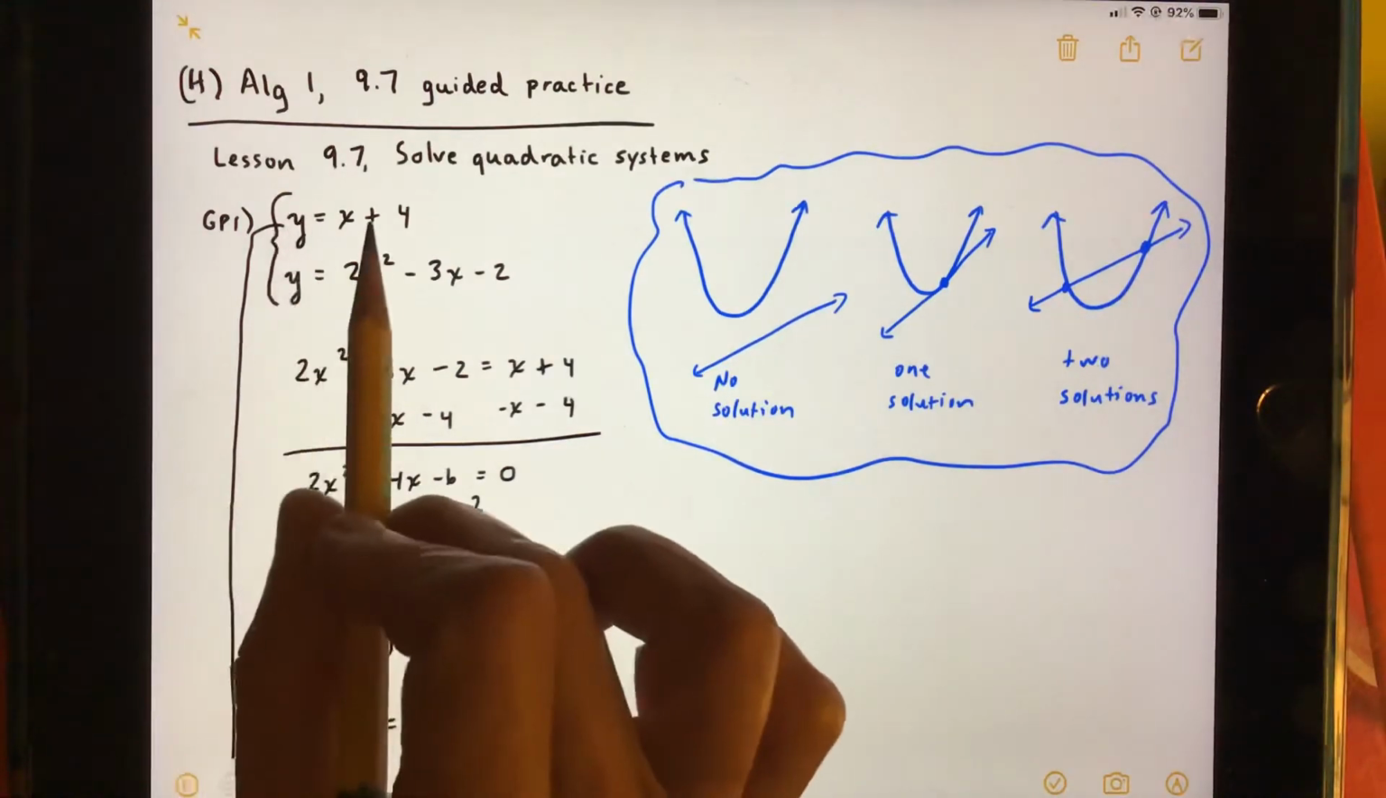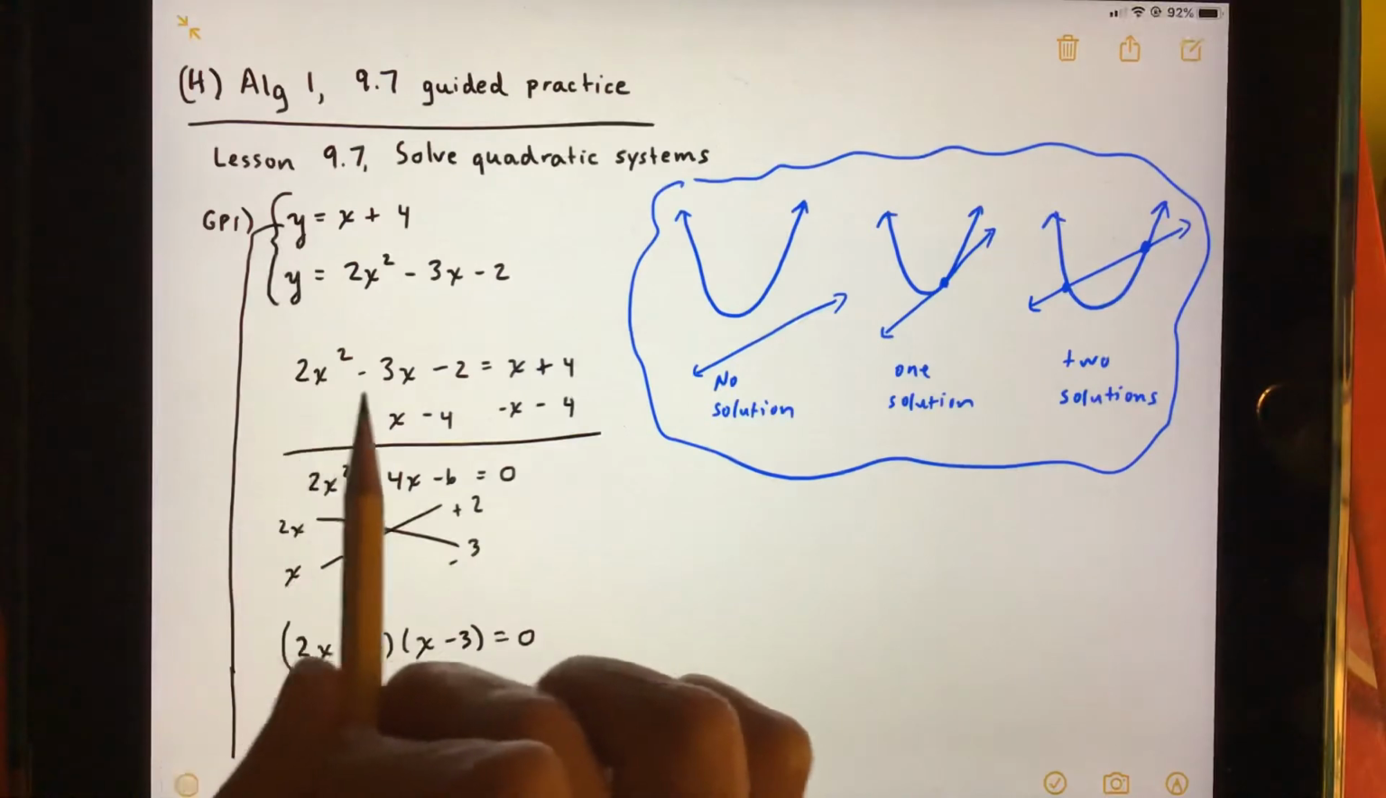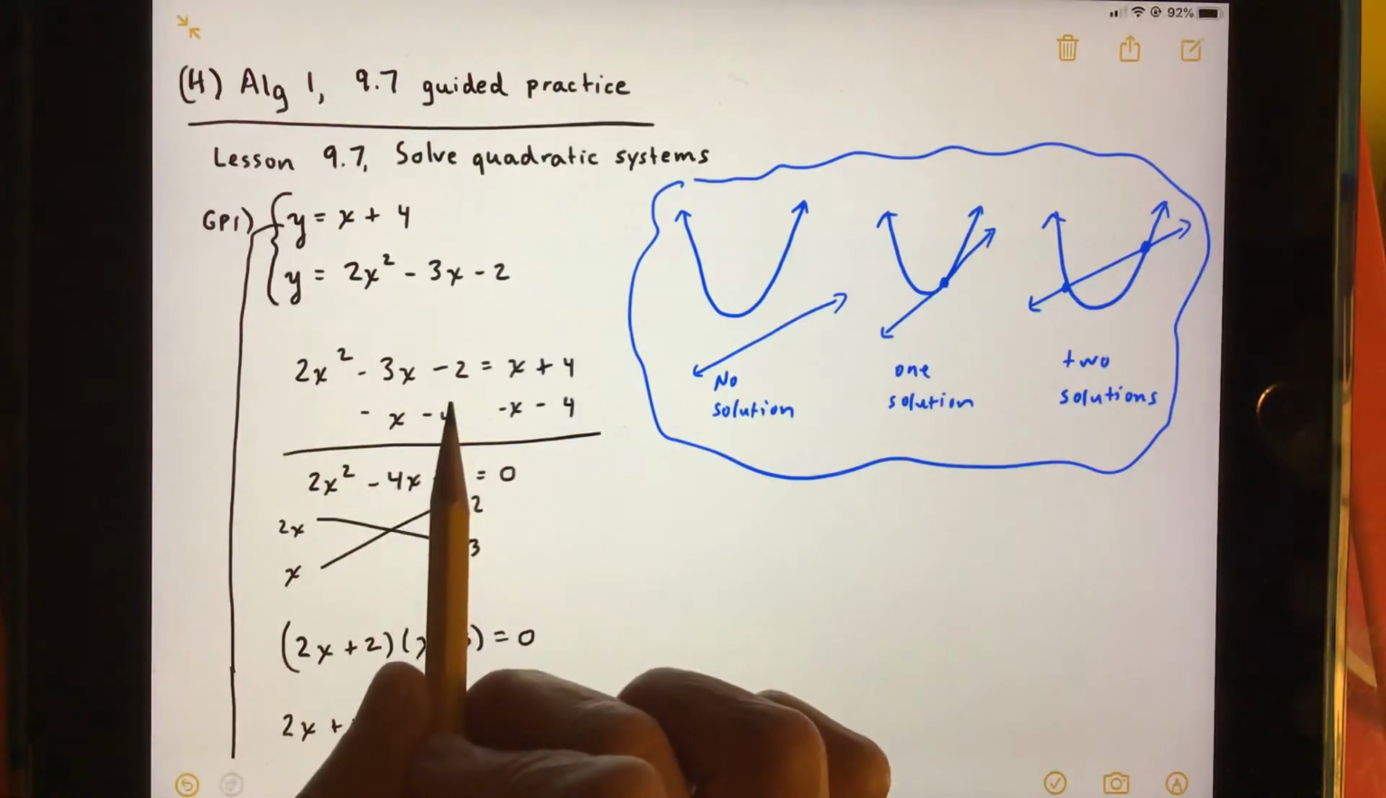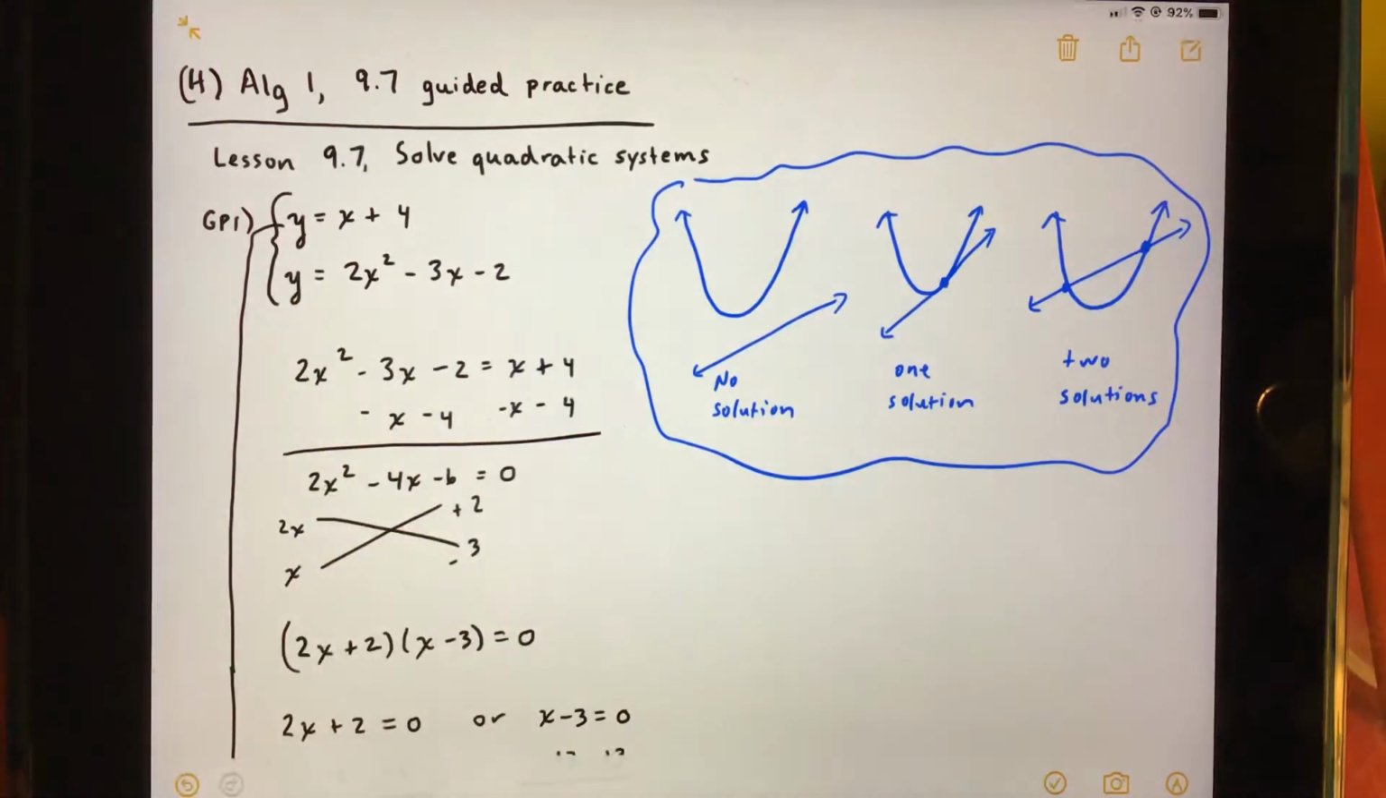And then I'm going to rewrite this first equation. Instead of y, I'm putting 2x squared minus 3x minus 2. And then that's going to be equal to x plus 4. So I no longer have a y in my resulting equation, which means I can solve for x and then go back and find out what my y is.